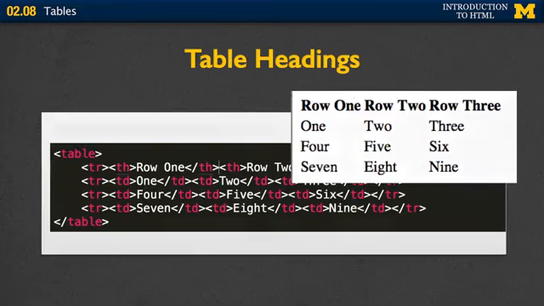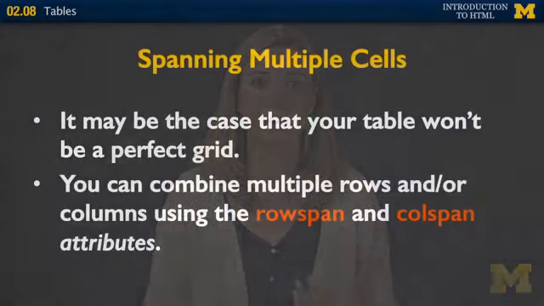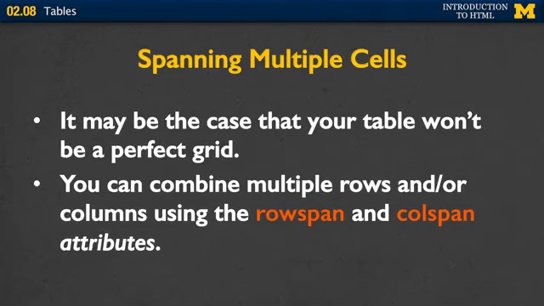So one of the things I mentioned earlier when you're designing your table is you want to decide if you're going to be spanning multiple cells. It might be the case that the table you want to make isn't some sort of perfect tic-tac-toe grid or perfect 9 by 9. So you can combine multiple rows and/or multiple columns using the rowspan and colspan attributes. Inside your element, you would include rowspan equals 2 if you wanted to span 2 rows, or colspan equals 5 if you wanted to have it span 5 columns.